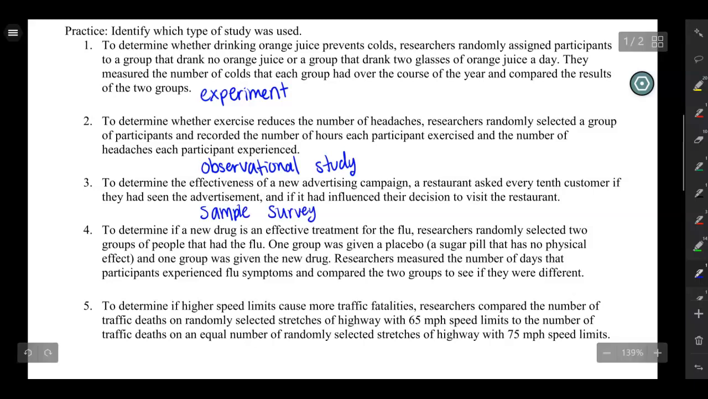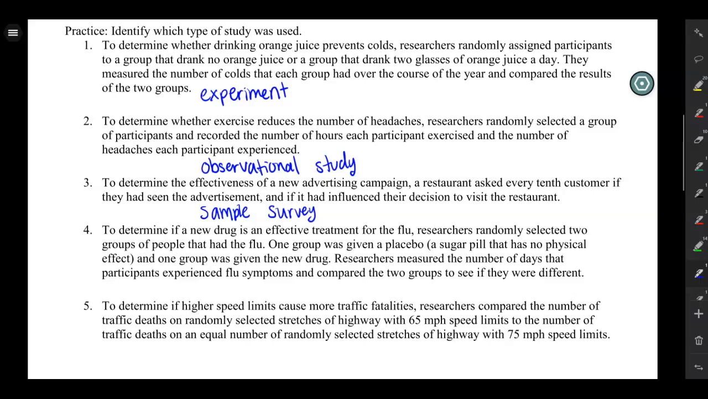So the fact that this restaurant is simply asking their customers this question, had they seen the ad and did it affect if you came to this restaurant or not? That's asking kind of about a preference or an opinion and about an experience they had, right? Did you see it? Yes or no? And then did that affect in any way your desire to come to this restaurant? So those are opinions and preferences that could only be determined by asking the individual.